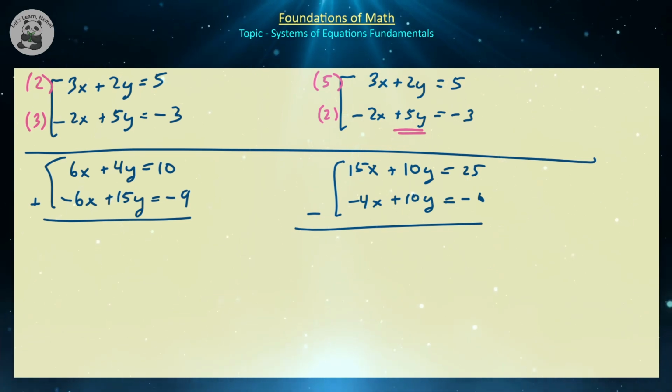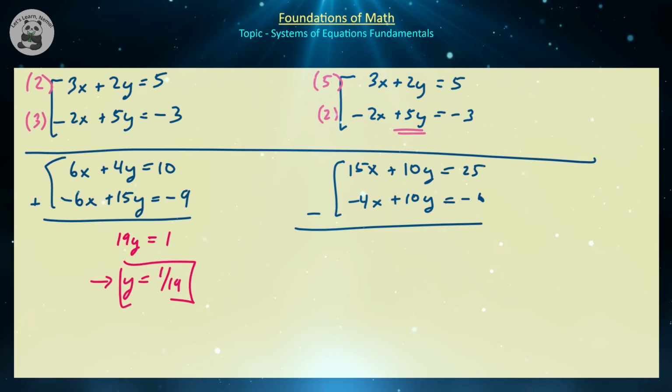So once I have that, I'm going to have 4 plus 15 is going to be 19y, and 10 minus 9 is going to be equal to 1. So here we have that y is equal to 1 over 19.